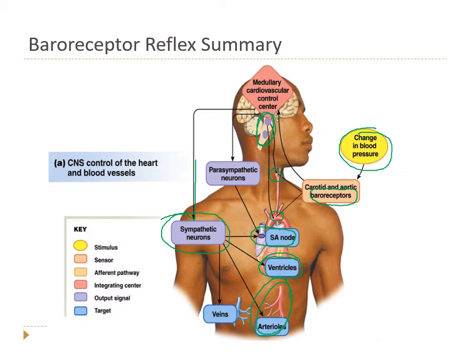If, on the other hand, blood pressure is too high, then again it's going to be sensed by the baroreceptors in the aorta and in the carotid, going to send the signal to the medulla, which is then going to activate the parasympathetic nervous system, which will tell the heart to slow down. In the absence of the sympathetic system being activated, the ventricles will go back to being more chillaxed, and the arteries will also relax as well.